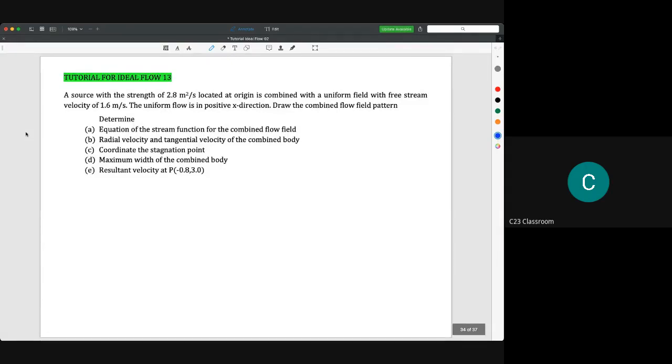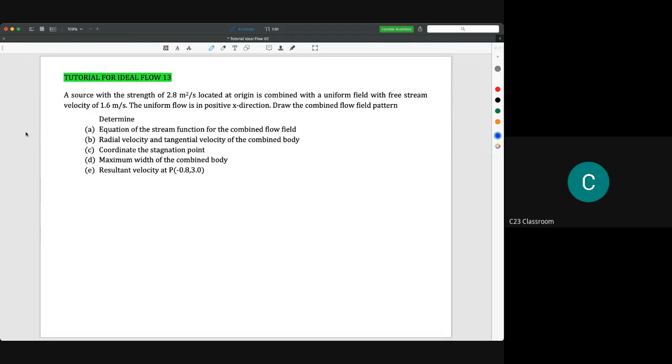So we go for tutorial number 13. A source with the strength of 2.8 meter square per second located at origin is combined with a uniform field with free stream velocity of 1.6 meter per second. The uniform flow is in positive x direction.